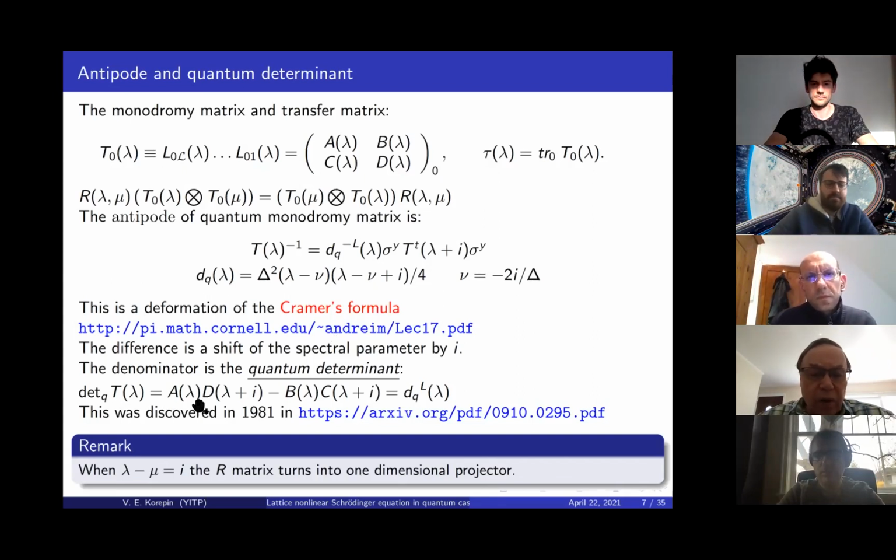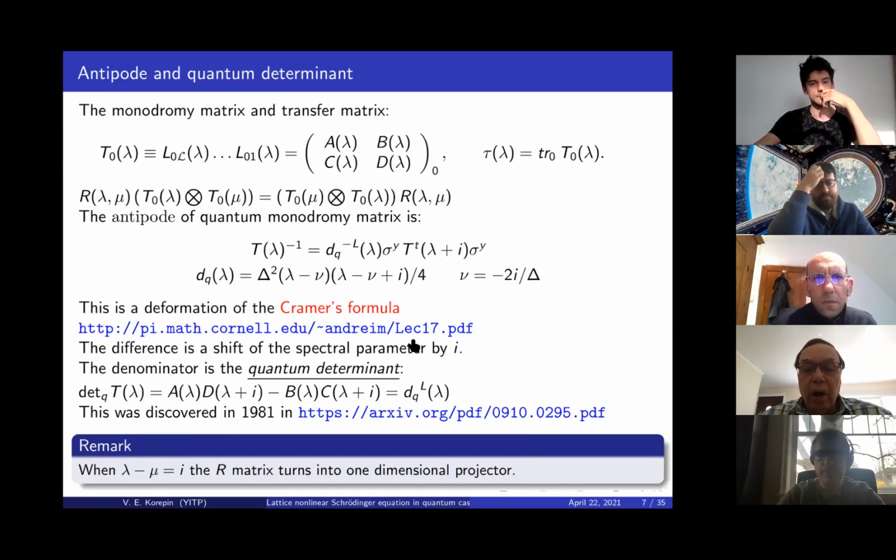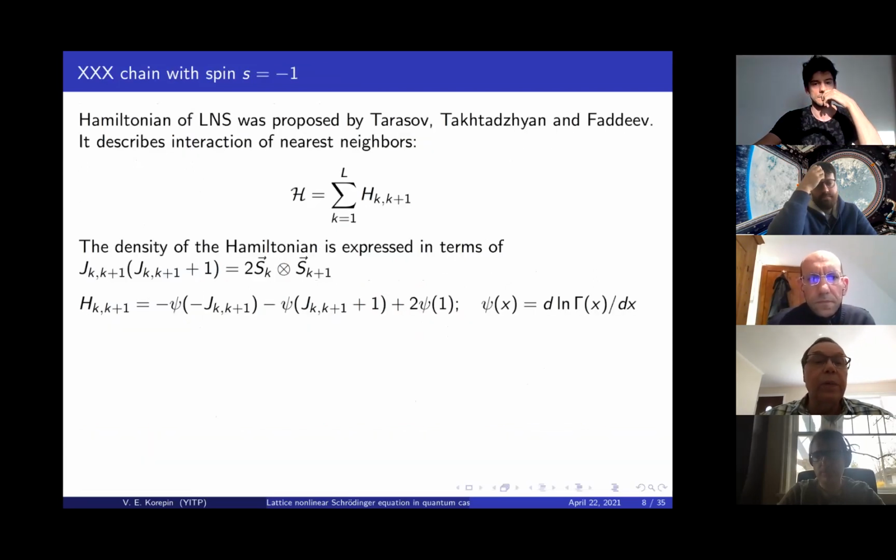And the determinant is also kind of like ABCD in the classical case, but with a shift of the spectral parameter. The shift is explained by the fact which I mentioned before, that when lambda minus mu equals i, square root of -1, our matrix turns into a one-dimensional projector. So this is inversion and the quantum determinant. They call it the antipode in quantum groups.